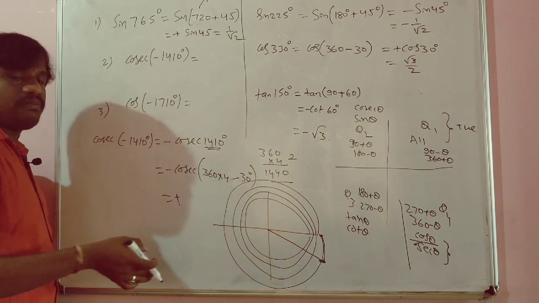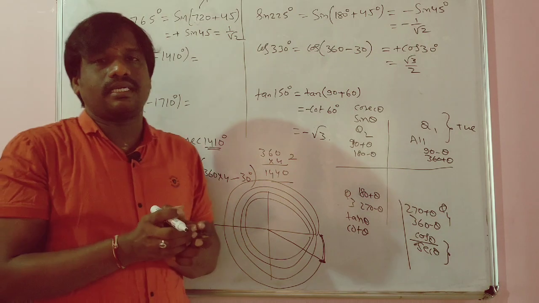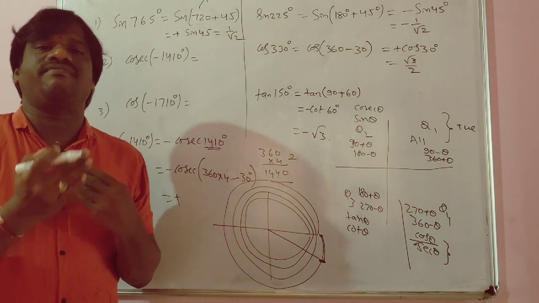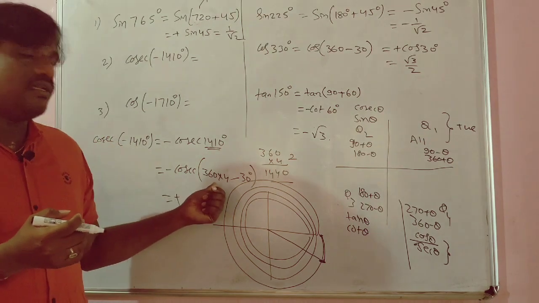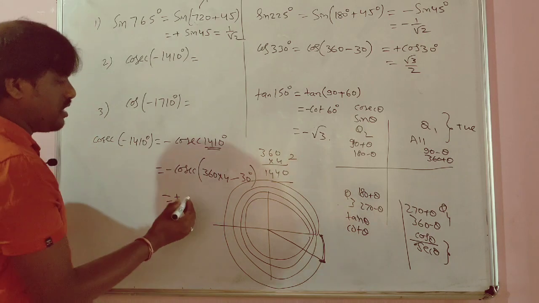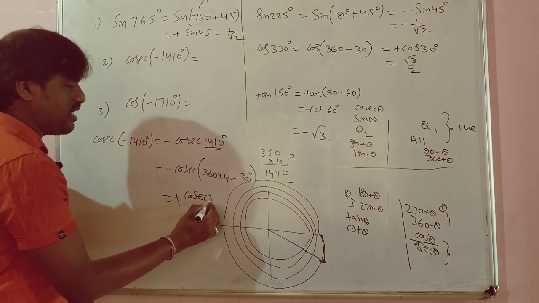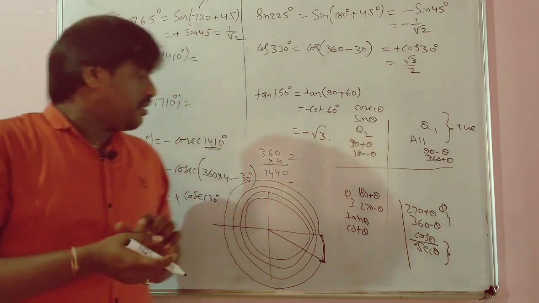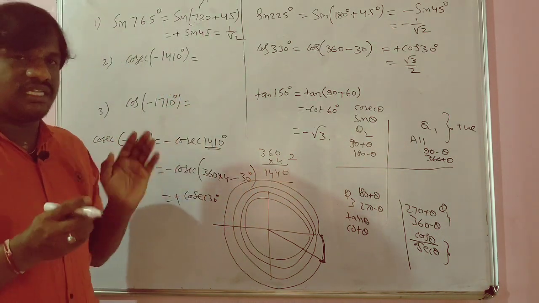And 360 multiple, I told you, 360 multiple means that is an even multiple of 90. So even times cosec is not going to change. So cosec 30 I am going to get. Hope you understand what I said. Are you able to understand it?